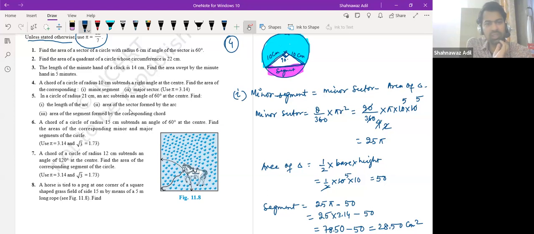Quickly note it down, and whenever you want me to scroll down, please tell me. Remember, whenever you want to calculate length of an arc, we use 2 pi r. When we want to calculate area of a sector, we will use pi r square. Please keep that in mind, and always try to make the figures. If we make the figure, then we'll get the idea which portion we have to omit and which portion we have to do.